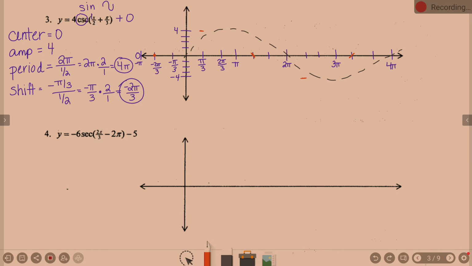For me, I'm connecting my orange marks to make my appropriate sine curve. Zeros become asymptotes. And on the left, I have a parabola going up above pi over 3, and I have a parabola going down over here. Okay?